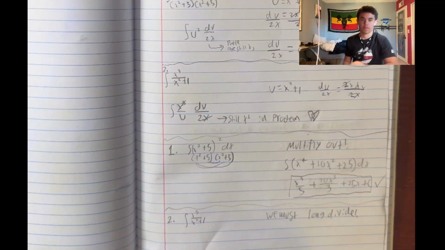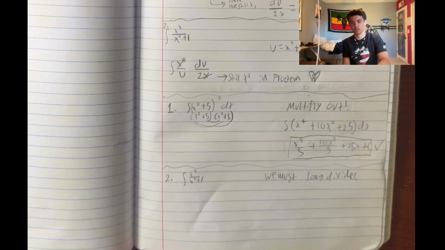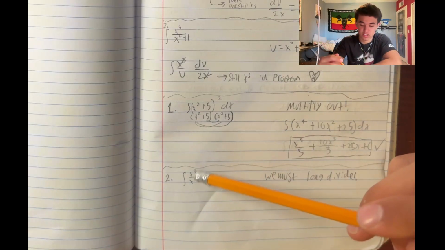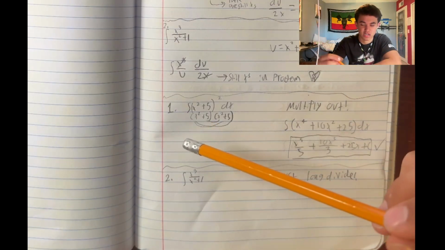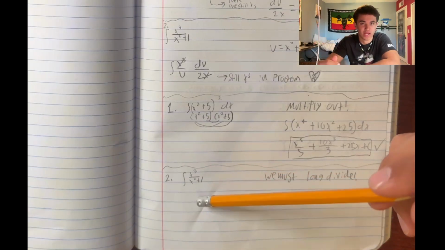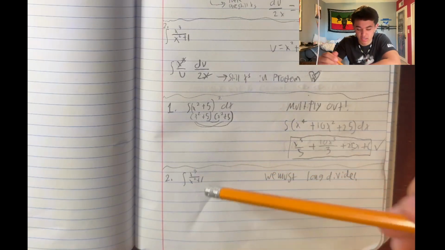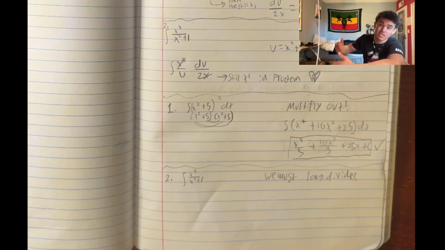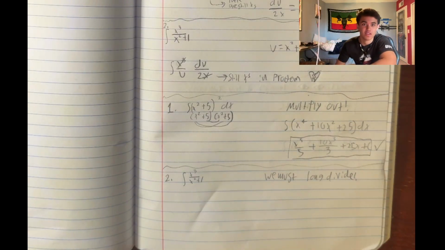All right, but what about the second one? What we're going to learn in a second is that when you see a function with a bigger-degree numerator over a smaller-degree denominator, so for example, we have x cubed, which is bigger than x squared plus 1, we're going to have to do long division. Now, in case you forgot about long division like I did a couple days ago when I was learning this stuff, I'm going to do a quick review here.